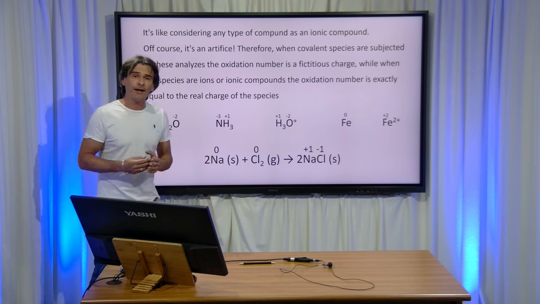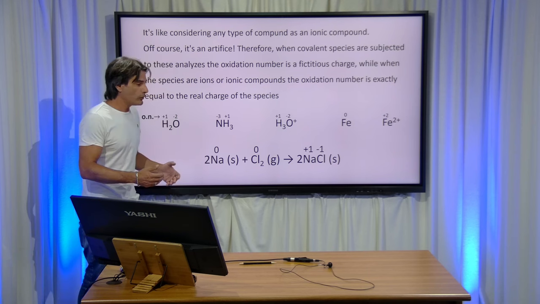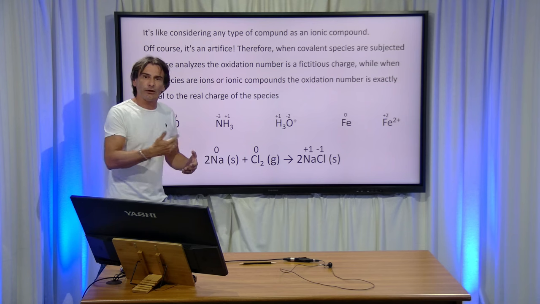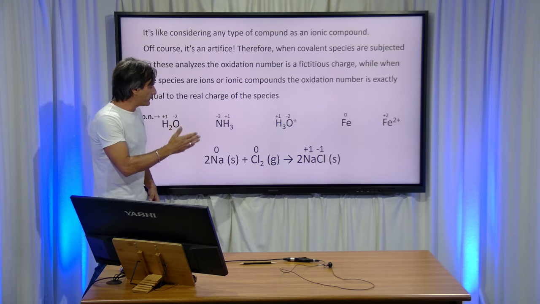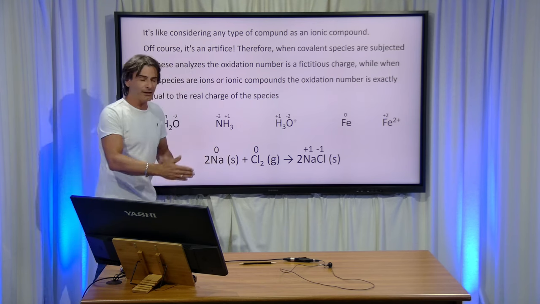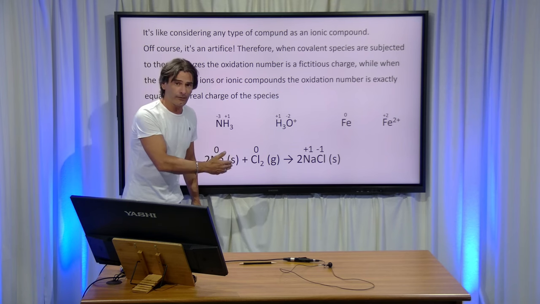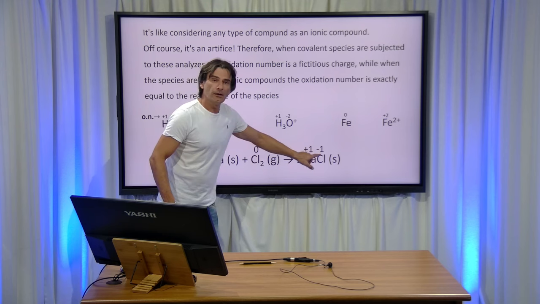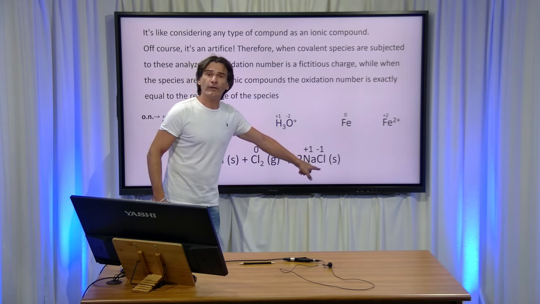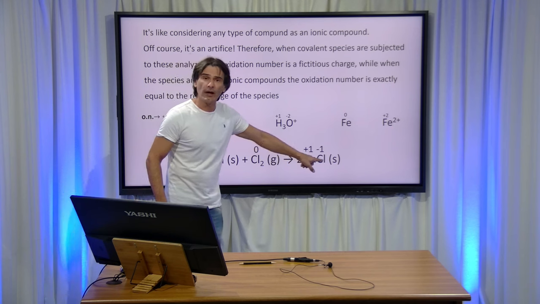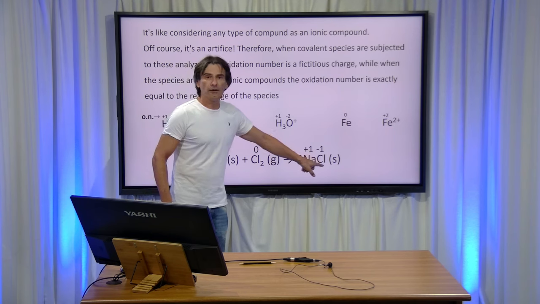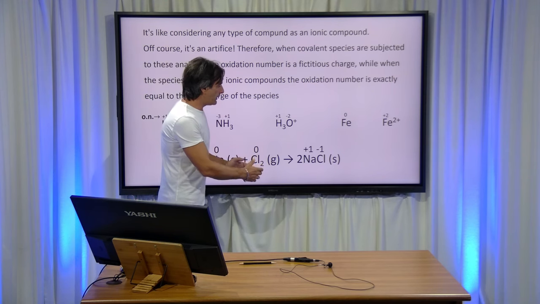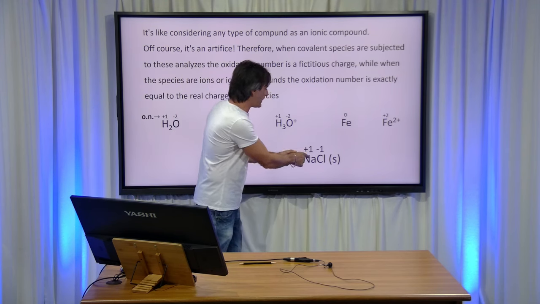is not polarized. So we cannot recognize any displacement of charge. The charge of the bond is exactly in the middle between the two atoms. And here we have the minus one for chlorine in the sodium chloride, of course, due to its higher electronegativity. And here we have plus one for sodium.